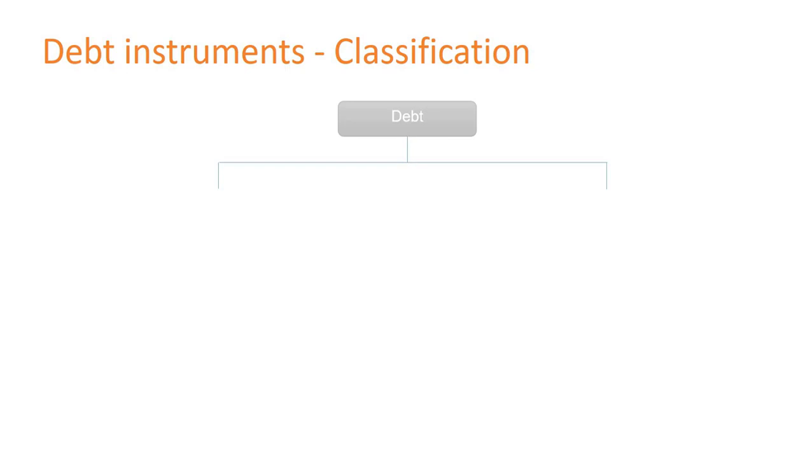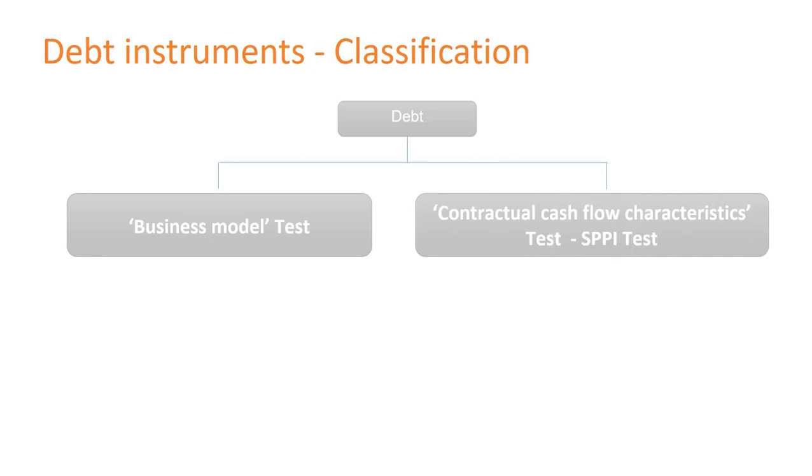Not like equity, for each of these debt instruments we need to perform two tests. One we call the business model test, the other is the contractual cash flow characteristics test, which some call the SPPI test. Don't get confused again. Let's recap: we had financial instruments, which we classified into three categories: financial assets, financial liabilities, and equity instruments. Financial assets we classified into two parts, equity and debt. Under equity there are two categories: fair value through P&L and fair value through OCI.